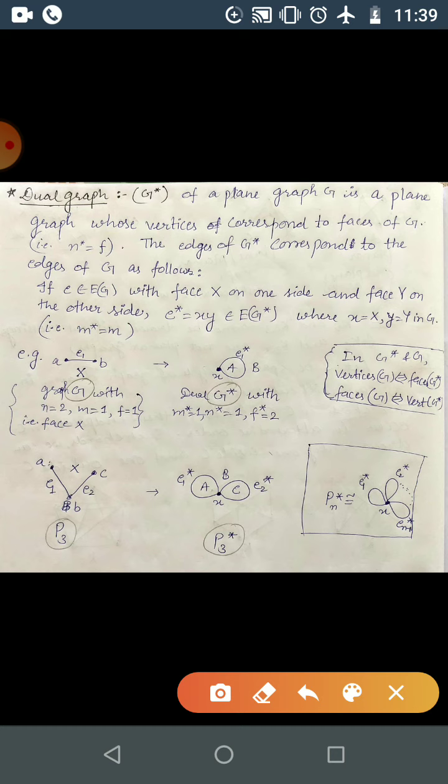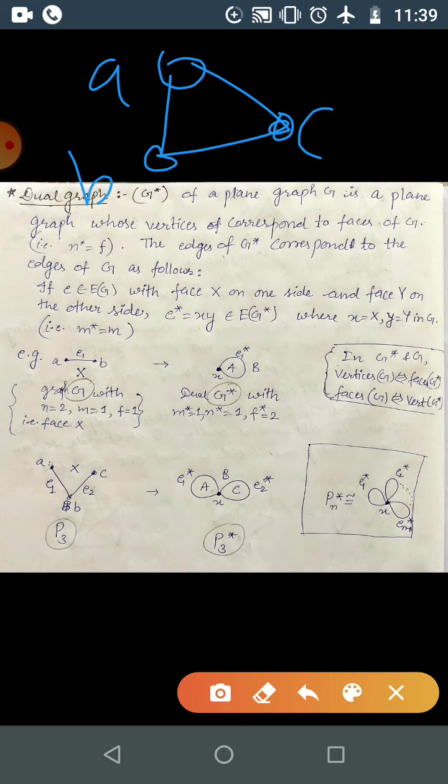vertices, for example, you have this G. Here are vertices A, B, C. We want to find the dual of this one.